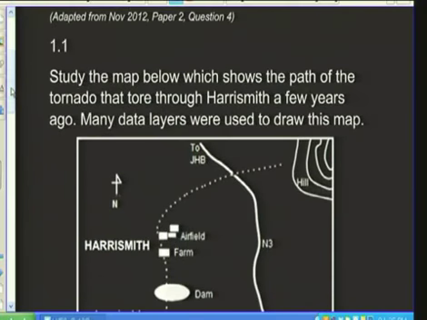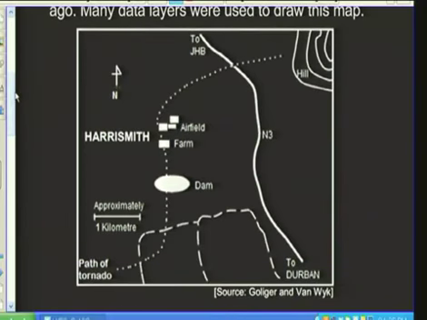Question 1 says, 1.1, study the map below which shows the path of the tornado that tore through Harrismith a few years ago. Many data layers were used to draw this map. Let's look at the map in a bit more detail.